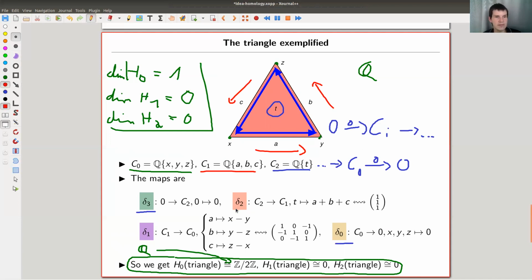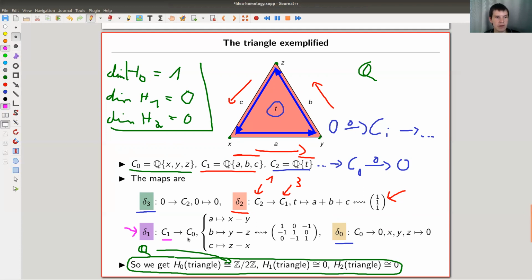So let's have a look at delta 2. Well, what is delta 2? Well, delta 2 takes a triangle, T, and sends it to its boundary. So it sends it to A plus B plus C. In matrix form, because this is a one-dimensional vector space, this is a three-dimensional vector space, and I've chosen the basis for both, you can actually think of this as just being the vector 1, 1, 1. Very good.